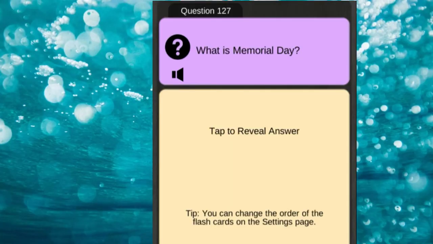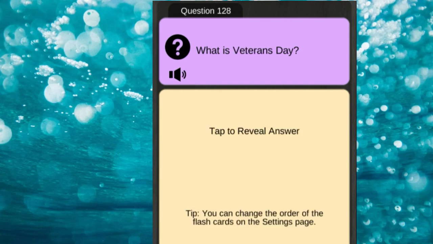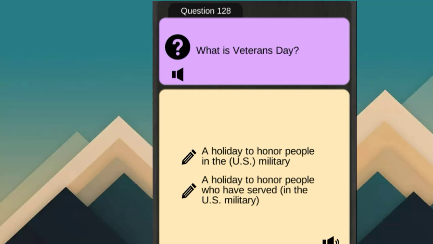What is Memorial Day? A holiday to honor soldiers who died in military service. What is Veterans Day? A holiday to honor people in the U.S. military. A holiday to honor people who have served in the U.S. military.